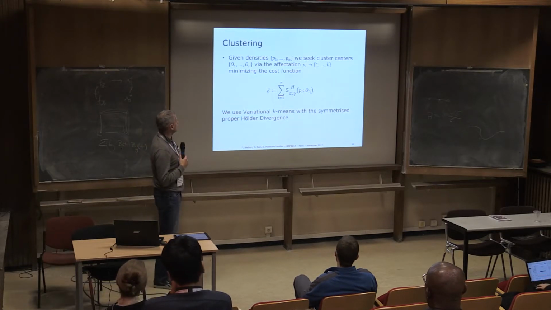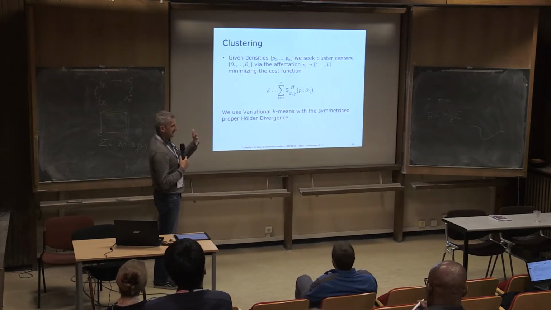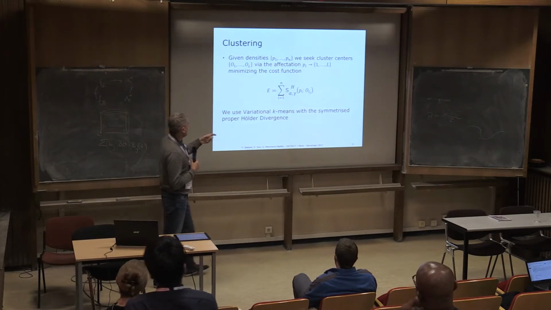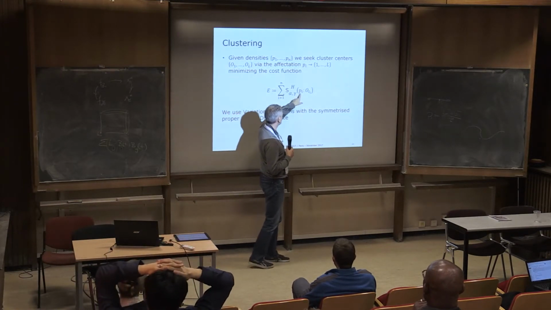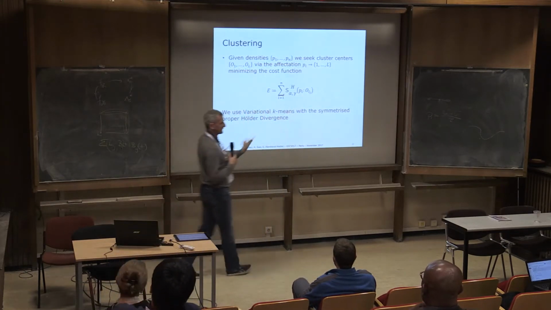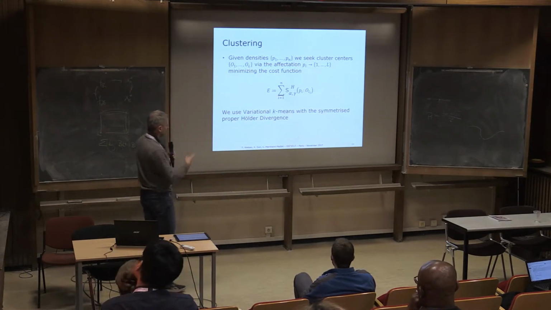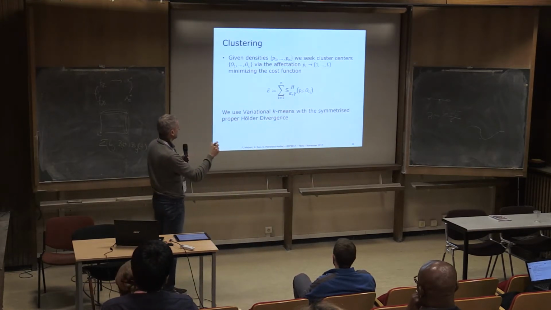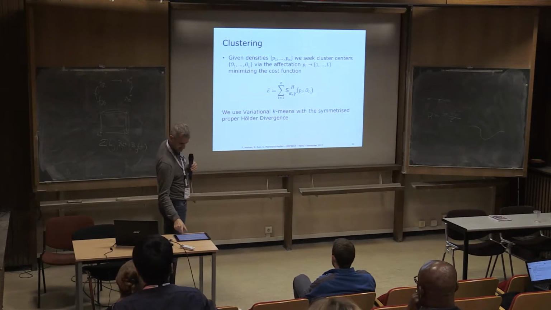The idea of clustering is that you get density functions, and you want to cluster them by finding an assignment, each density function being associated to one center, and minimizing this cost function, which is the symmetric divergence between every density function and its center. That's the classical k-means objective. To solve this, we use the variational k-means, and we use the symmetrized proper divergence, so that you don't have the problem of lack of transitivity, which, if it's not symmetric, would create problems in the optimization.